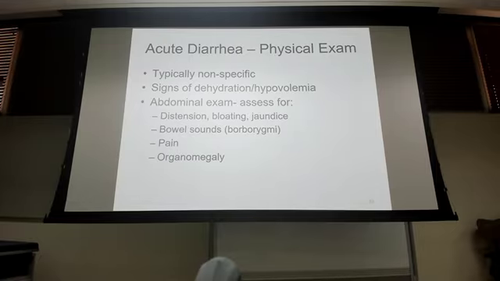Physical, usually non-specific. Like I said, check for dehydration, hypovolemia. Abdominal exam, see if it's distended, bloating, look for jaundice. Bowel sounds, the borborygmi, right? Just the gurgling of your gut. Pain, or there's that organomegaly again, right? Make sure that we don't have an infectious cause that is leading to an organ disease process. And we're still talking acute, less than 2 weeks, but now obviously we're talking about infectious.